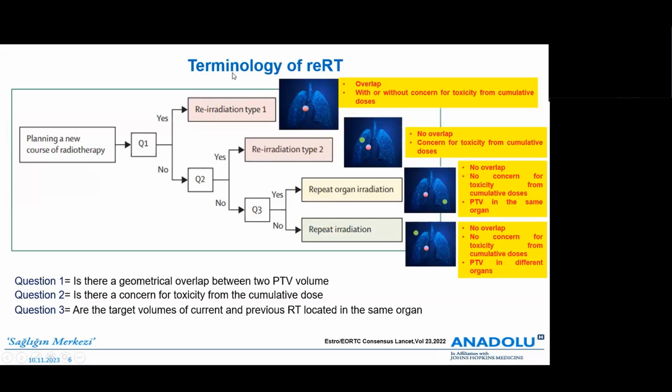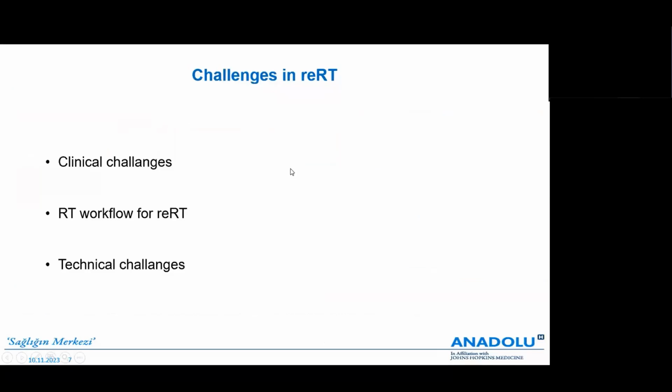So we should concentrate, of course, on re-irradiation type 1 and type 2. And if you don't have any toxicity problem, repeated organ irradiation could be important in clinical scenarios. So let's go to the clinical challenges.